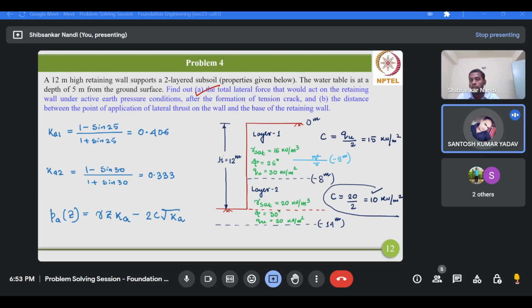If you calculate the lateral earth pressure for layer 1 you will use Ka1, and if you calculate it for layer 2 you have to consider Ka2. Are you getting my point?